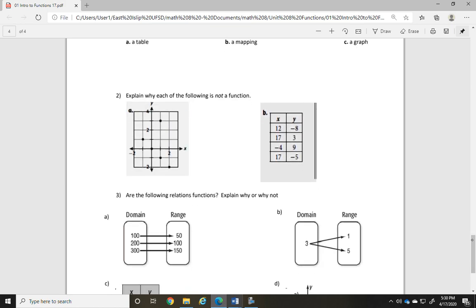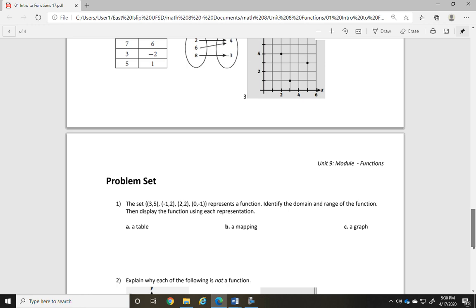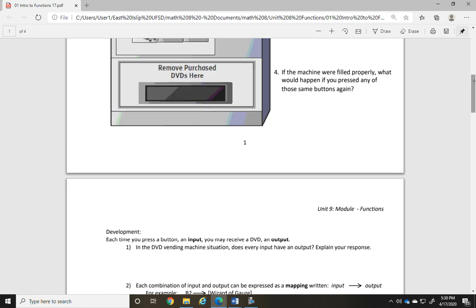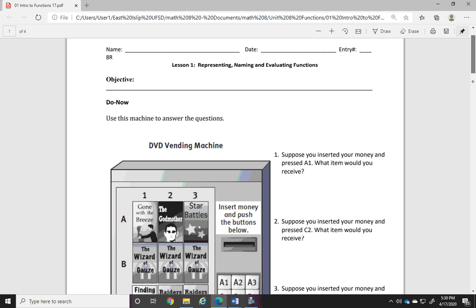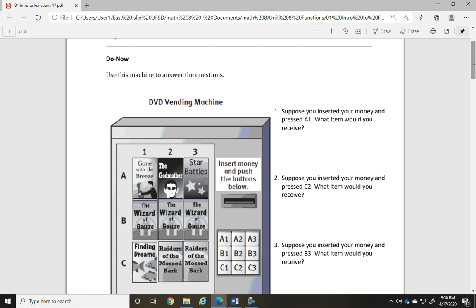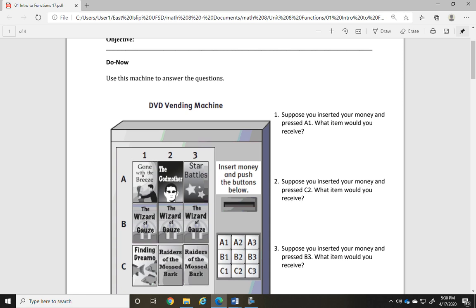So this is your problem set. This is page 4. The lesson starts with this vending machine. Suppose you inserted your money and pressed A1, what item would you receive? If I pressed A1, I would definitely get Gone with the Breeze.